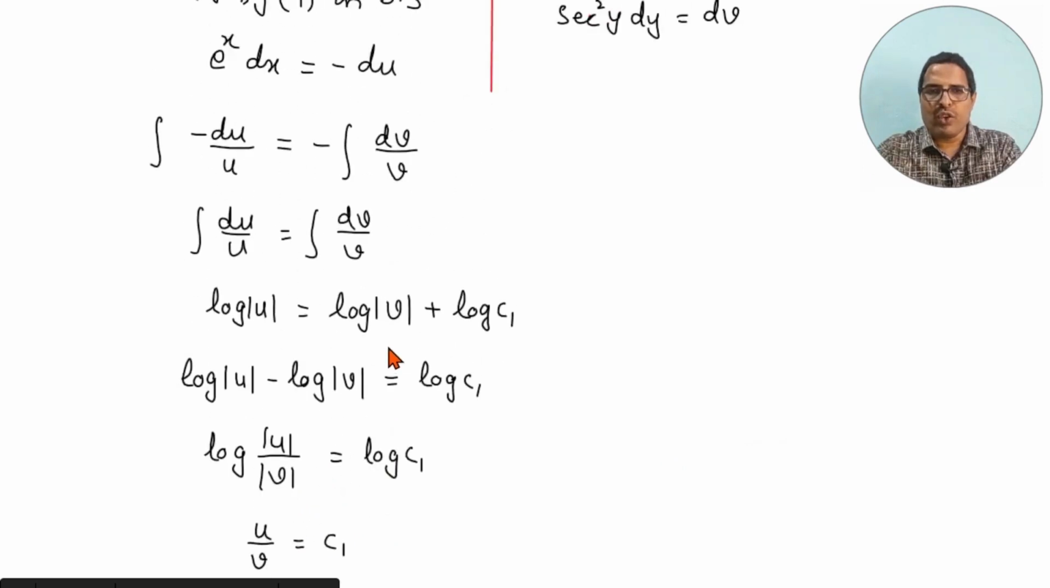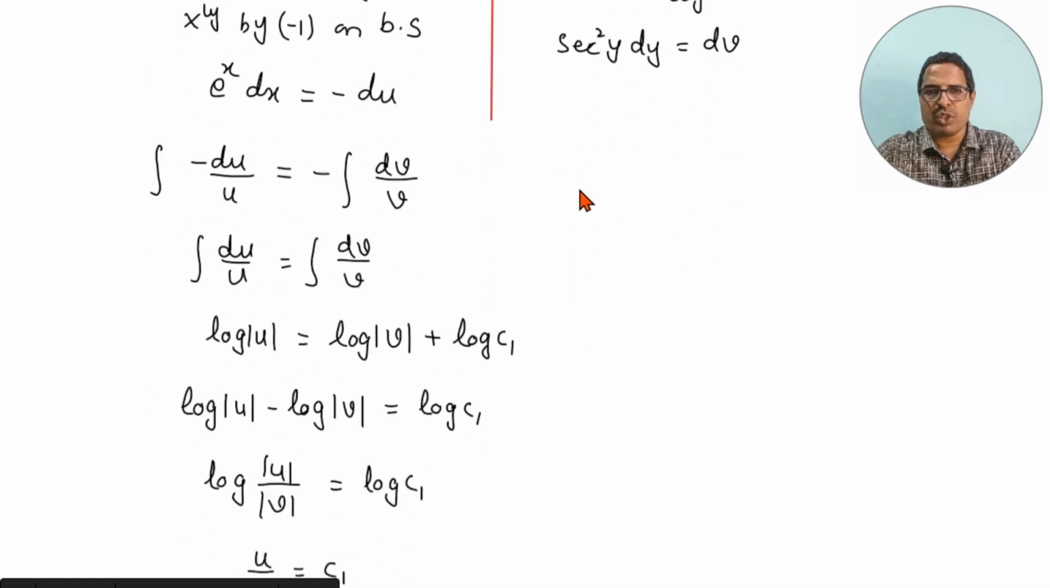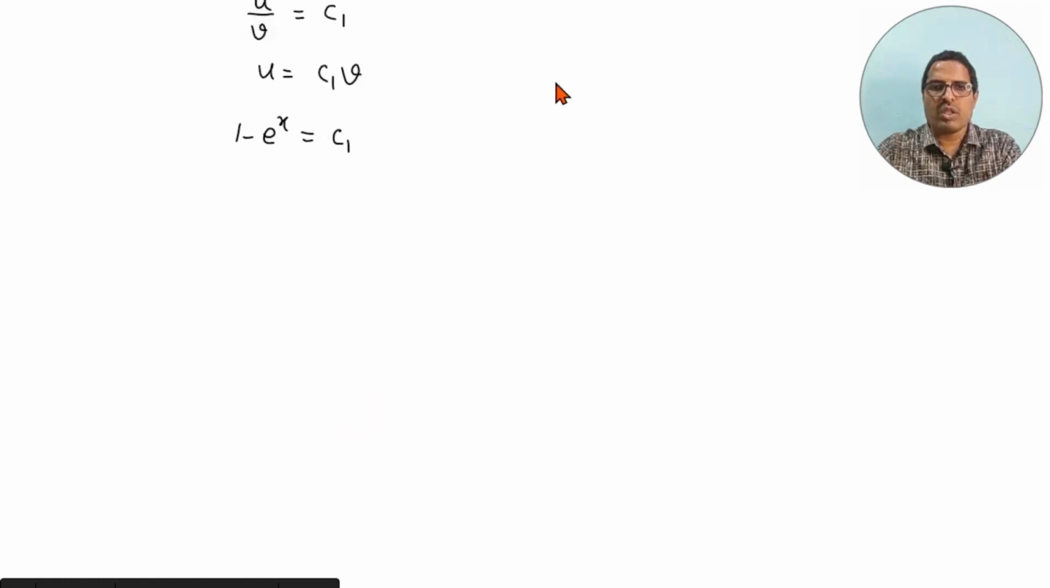What is the value of u we have taken? We have taken the value of u to be 1 minus e power of x. And what is the value of v we have taken? V value we have taken as tan of y. So let us substitute those values. This is 1 minus e power of x is equals to c1 into tan of y.